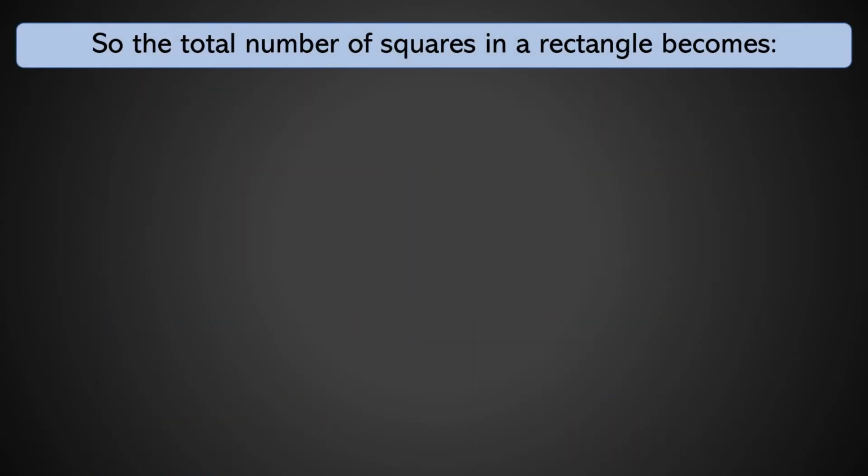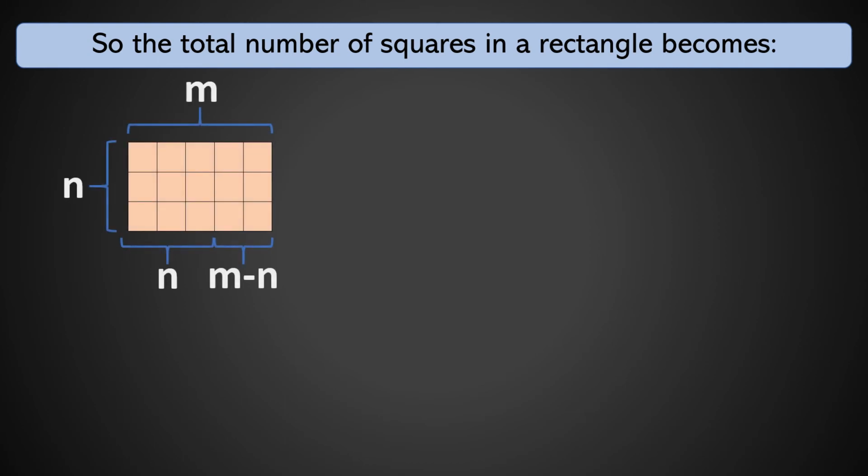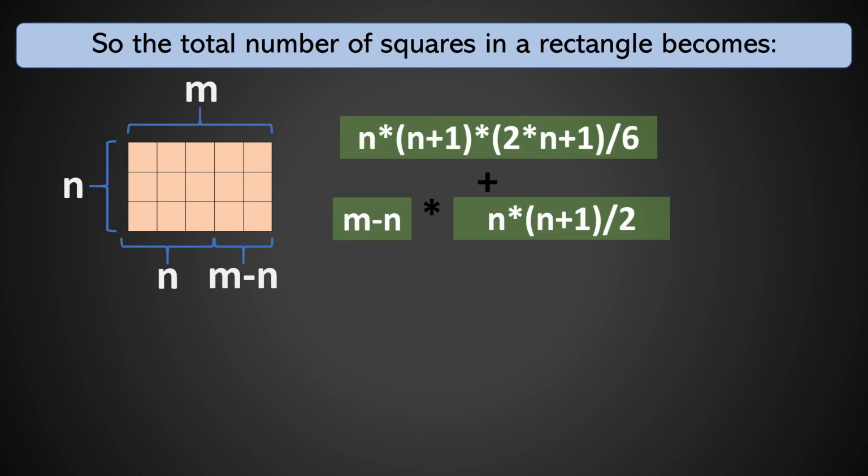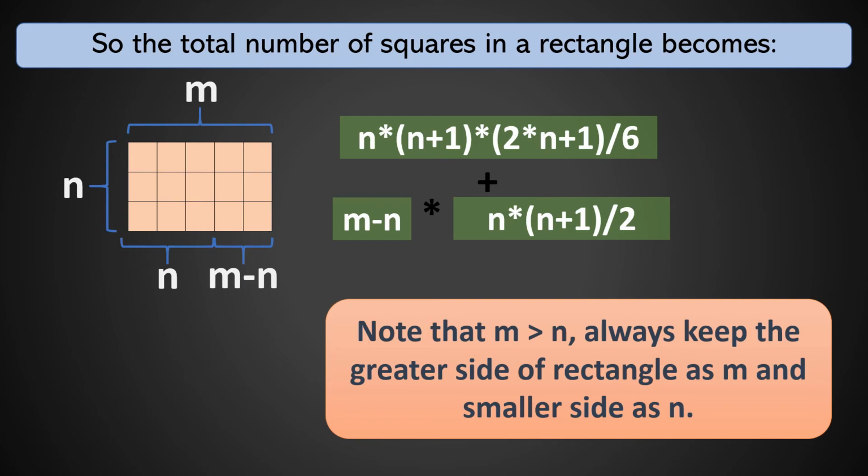Now we can get the total number of squares by adding both the things that we found out. Consider the rectangle with height n and width m. So the answer becomes the following sum. Note that m minus n is the number of new columns added. Also make sure that m is always the greater side of the rectangle.